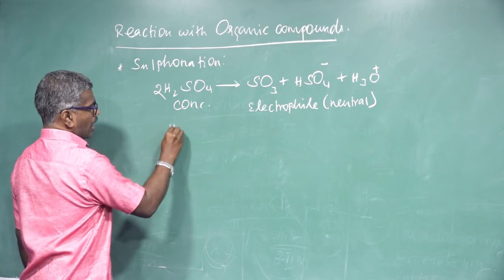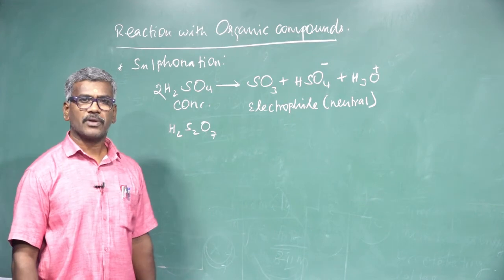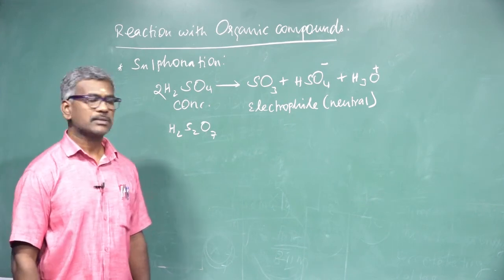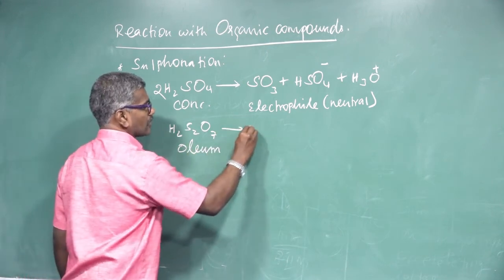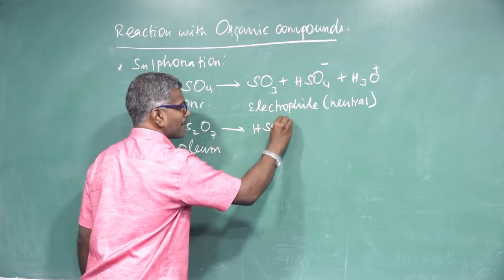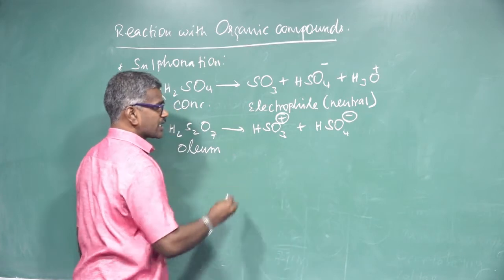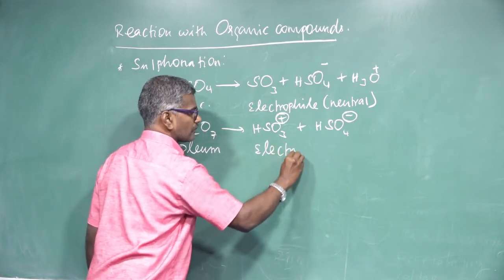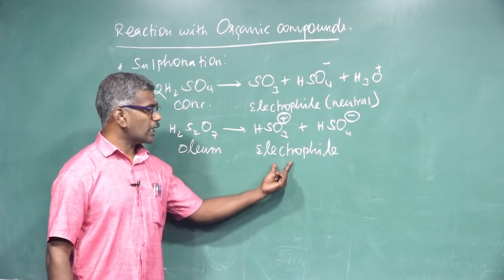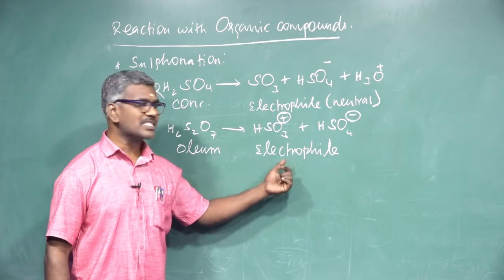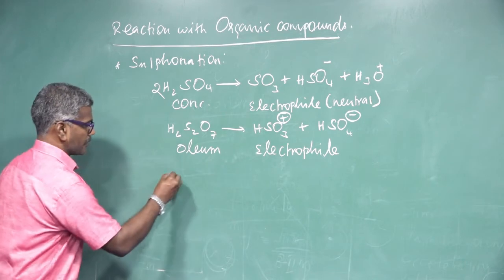Another one, H2S2O7, named oleum or pyrosulfuric acid. Its decomposition will give HSO3 positive charge and HSO4 negative charge. This acts as an electrophile. Electrophile means electro, negative, and phile, loving, carrying a positive charge. This approaches the benzene nucleus.